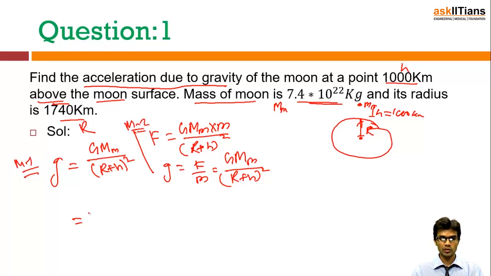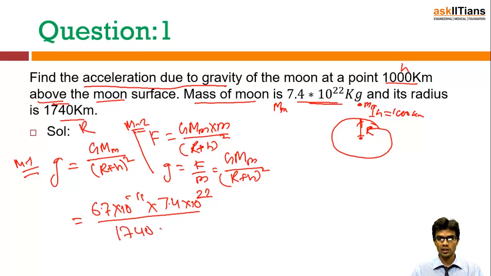Okay, now we can put g is equal to g, the value of g is 6.7 into 10 to the power minus 11, value of m is 7.4 into 10 to the power 22. We are putting these values in SI unit. R is the radius, 1740 kilometer, and h is also in kilometers, so 1000. This is into 10 to the power 3, so this will give meters.